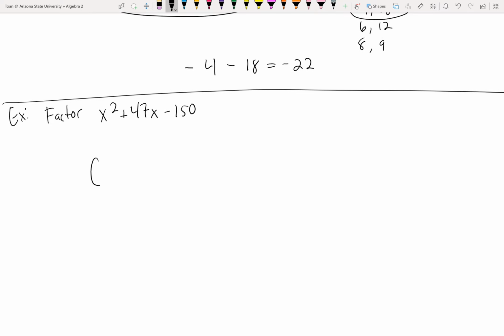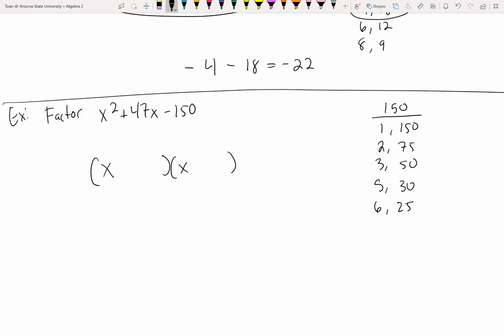First things first, two parentheses. Since it's just a regular x squared, I know it's going to be x and x. Pairwise factor 150. I hope you get the idea by now, so I'm just going to fast forward through the list. I'm not going to talk through the dividing. 2 and 75, 3 and 50. I don't think 4 works. Nope. 5 will definitely work. 6 doesn't. Oh, actually, 6 does.